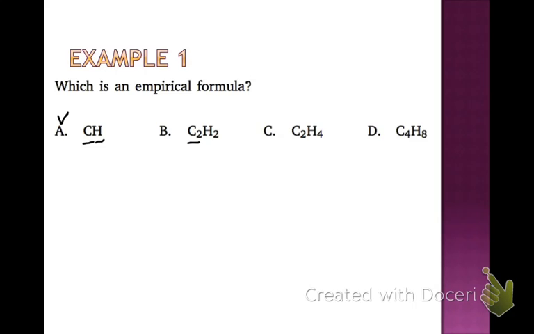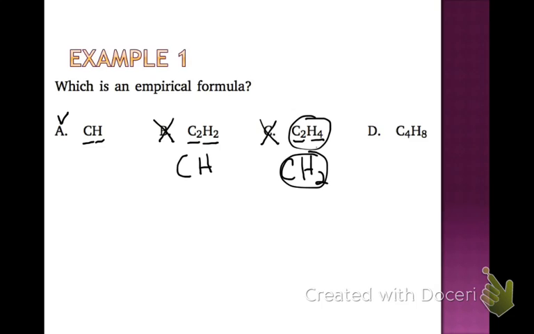B is C2H2. We can reduce both of these down to CH, so this would be a molecular formula. C gives us C2H4. That's a 1-to-2 ratio, so that's 1 carbon to 2 hydrogens. So this is the molecular formula. CH2 would be the empirical formula, so this is not correct. And then D, we have C4H8. Well, the 4 and the 8 can still get reduced down to CH2, so this is a molecular formula. So B, C, nor D are correct. A is our correct answer because it's already given us the lowest whole number ratio.